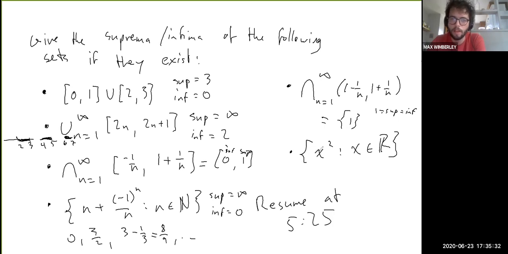Okay, and then this set here is literally just this half interval, right? Any positive number or 0, those can all be achieved as the square of some real number, right? So the supremum is infinity, the infimum is 0. Okay, very good. Any questions just about this entire thing?